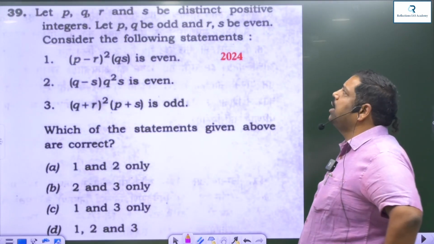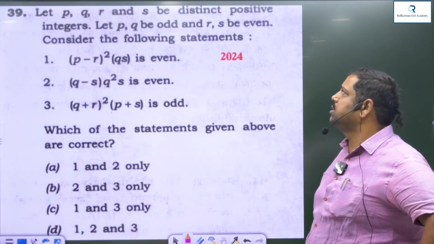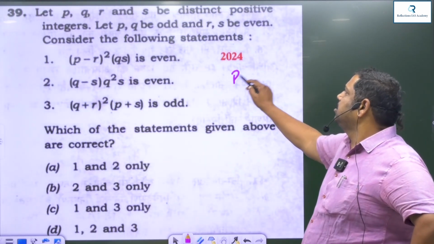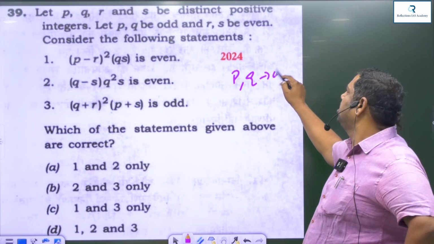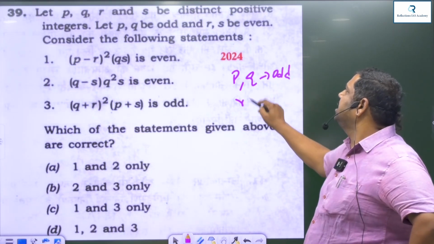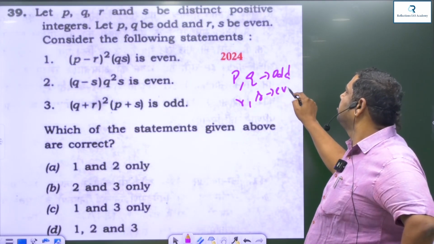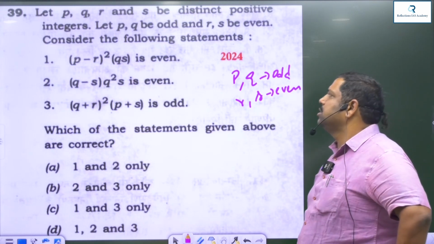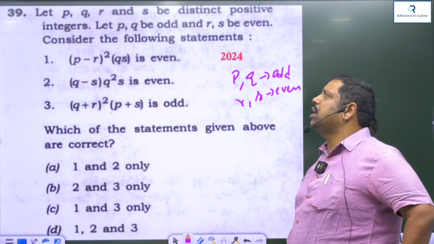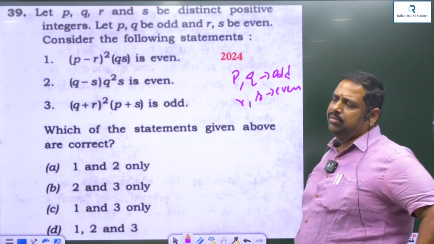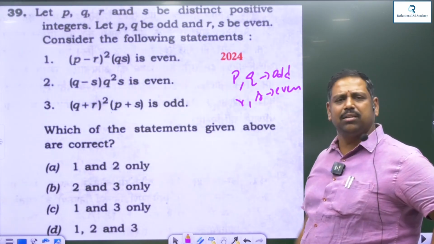Let P, Q, R and S be distinct positive integers. In that, P and Q are odd. R and S are even. Consider the following statements. P minus R whole square into Q into S is even. I strongly say that that is correct.